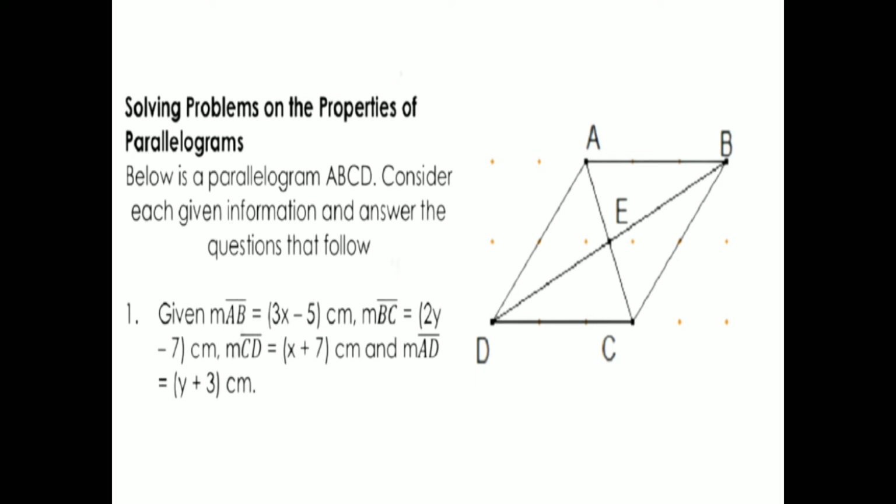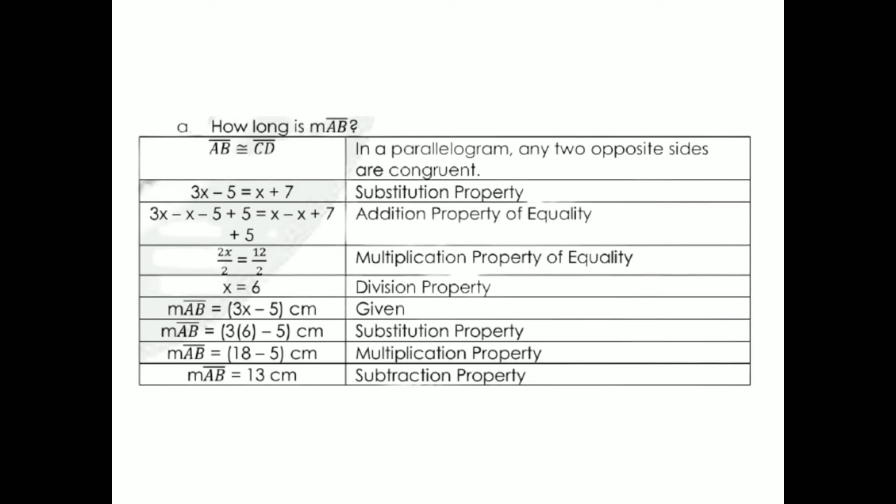So number 1, given the side AB is equal to 3x minus 5 cm, side BC is 2y minus 7 cm, side CD is x plus 7 cm, and side AD is y plus 3 cm. So let's try to solve using these given information. So how long is side AB?